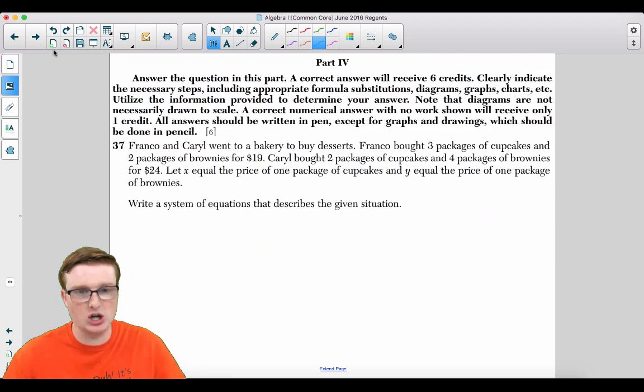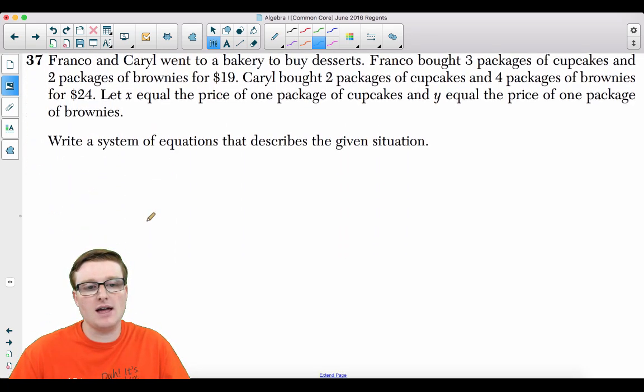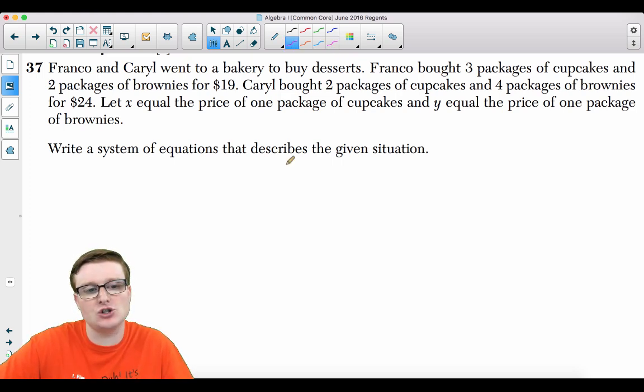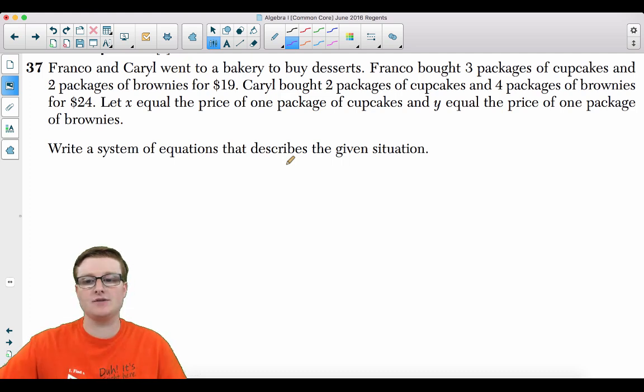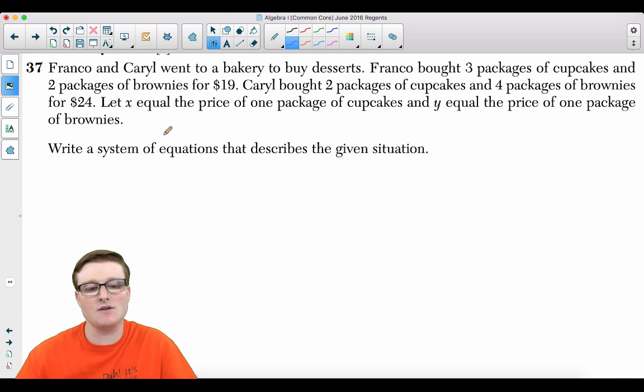The final question on the Regents examination. 37. Franco and Carl went to a bakery to buy desserts. Franco bought 3 packages of cupcakes and 2 packages of brownies for $19. Carl bought 2 packages of cupcakes and 4 packages of brownies for $24. Let X equal the price of 1 package of cupcakes and let Y equal the price of 1 package of brownies. Write a system of equations that describe the given situation.